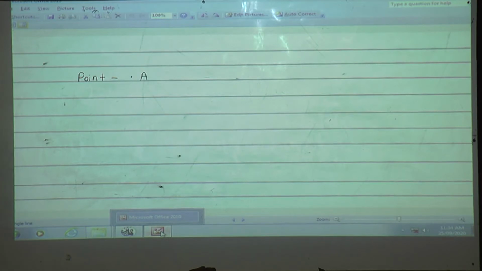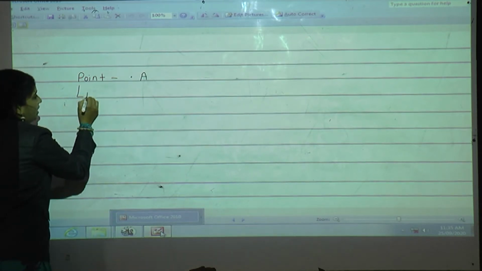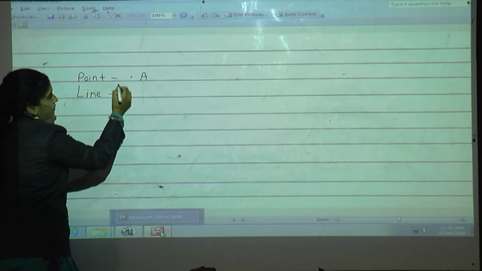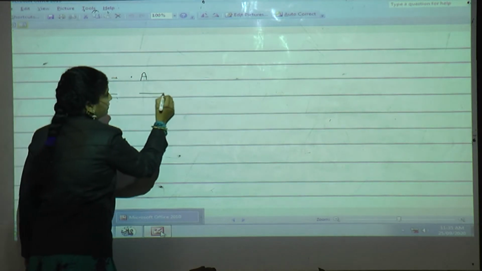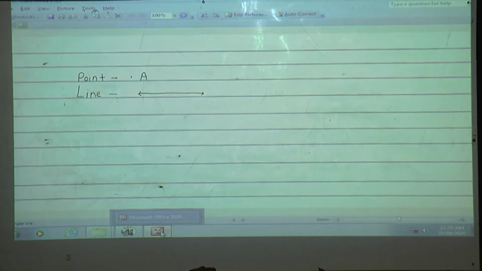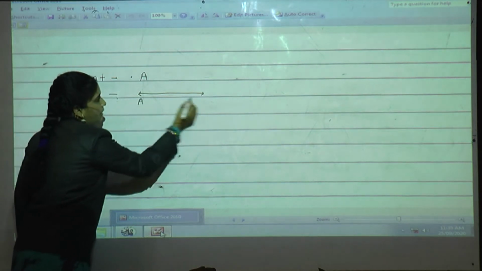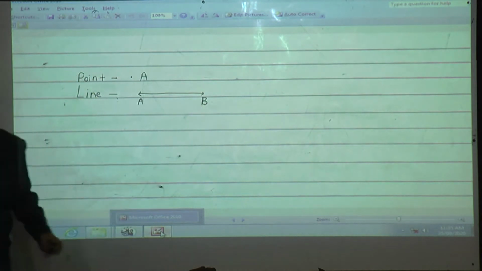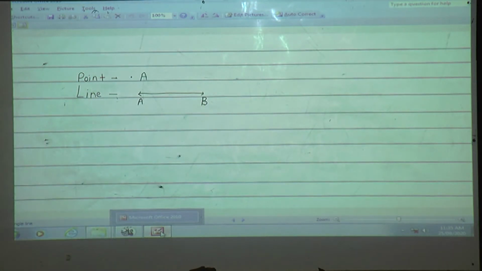So students, next point, line. It is a straight line. It has no thickness. It has neither a beginning nor an end. We will call it line AB. A and B are 2 points on this line. The line is denoted as AB.